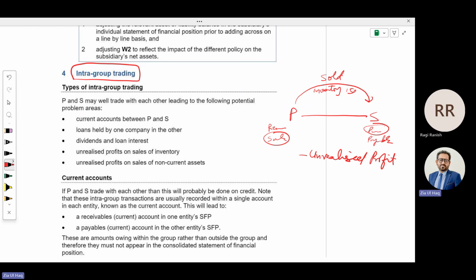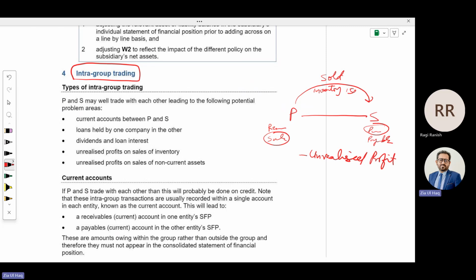You haven't earned this profit. If you are putting the goods from one pocket to another pocket, have you earned the profit? No. Profit will be realized if you sold these goods outside the group. So in intergroup transactions, first, if there is any receivable or payable, we need to eliminate it, and we need to eliminate this unrealized profit part.